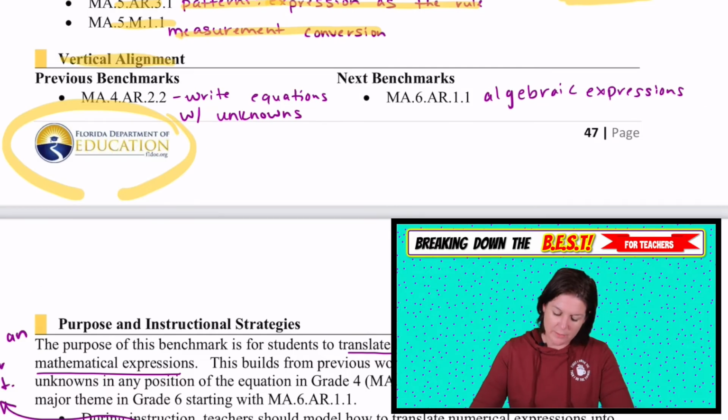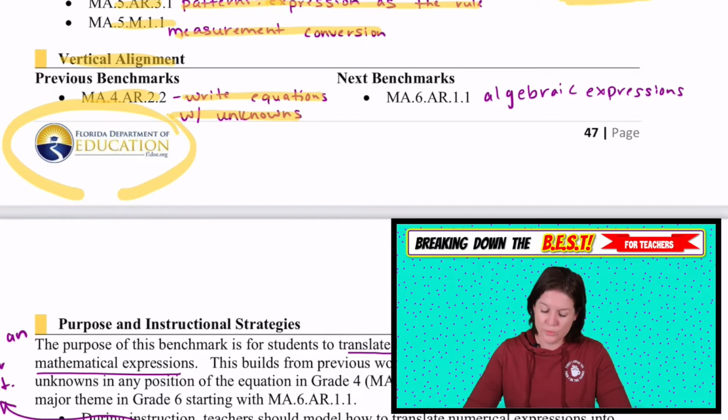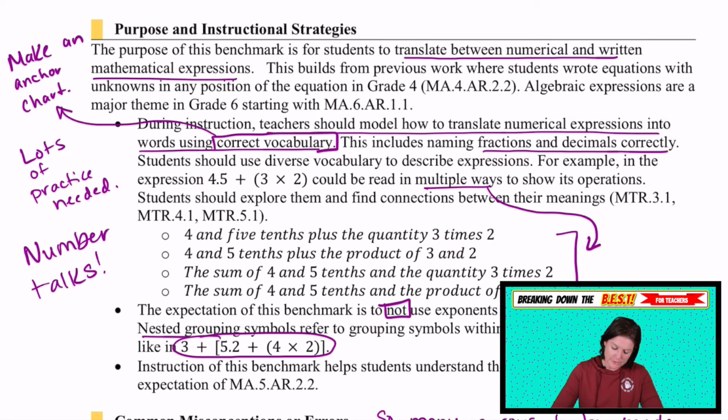Vertical alignment, where are they coming from? Well, in 4th grade, they wrote equations with unknowns. And in 6th grade, algebraic expressions. This purpose and instructional strategies section, here are some things that kind of popped out at me. Again, we're translating between numerical and written mathematical expressions or descriptions.